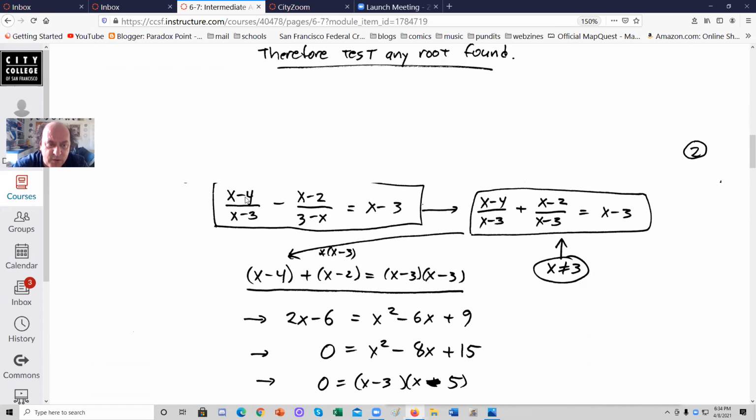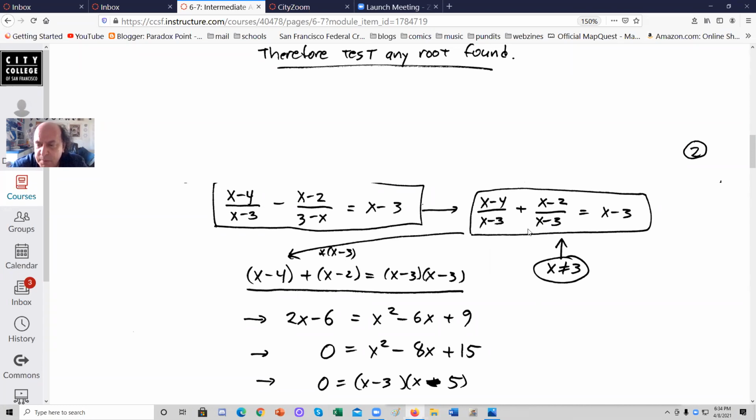Okay, (x − 4)/(x − 3) − (x − 2)/(3 − x) = x − 3. First of all, these are the same, only in opposite order. So if we switch this to x − 3 and change the sign from minus to plus, it's equally valid: (x − 4)/(x − 3) + (x − 2)/(x − 3) = x − 3. Now, if we don't want to divide by 0, then we have to say x is not 3.